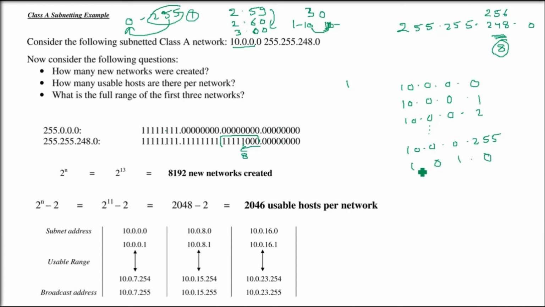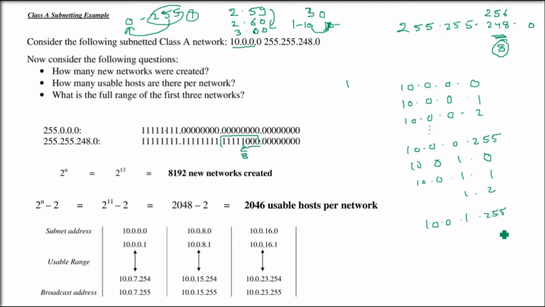So this one will be transferred to the next one. So now this will be 10.0.1.0. Again, we will increase: 10.0.1.1, then 1.2, then 1.3, like this. At one point it is going to be 10.0.1.255.